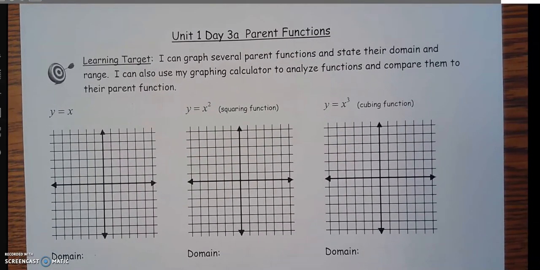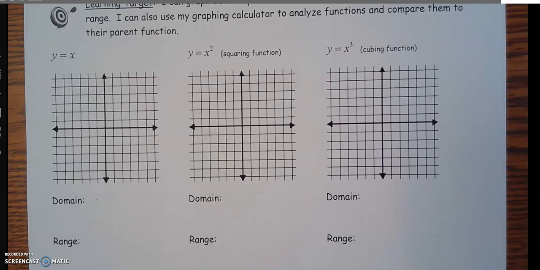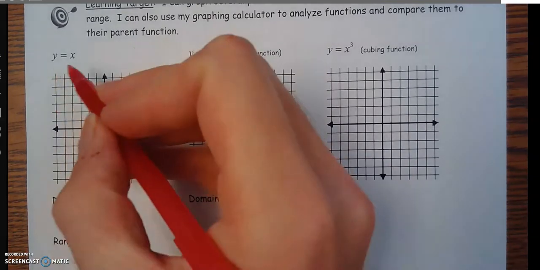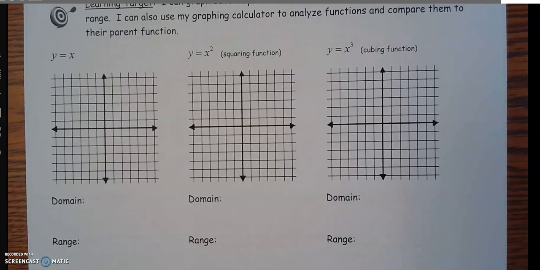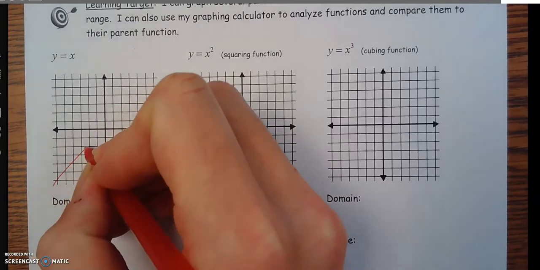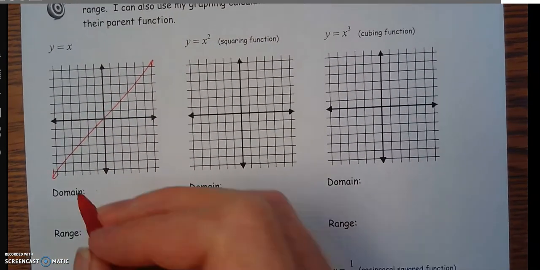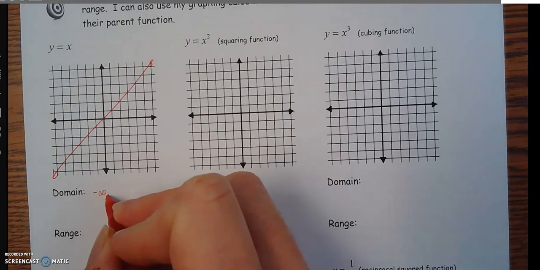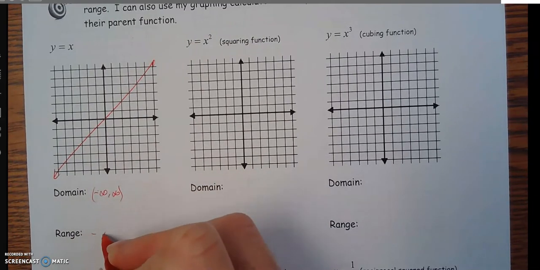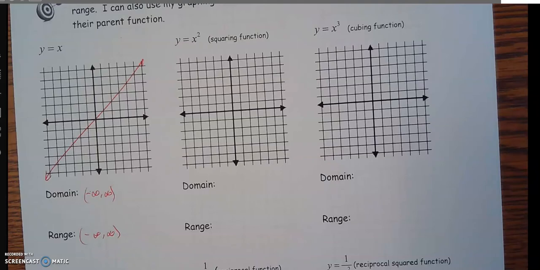So we're going to talk about these parent functions. I really need you to memorize the shapes of these and be able to state their domain and range. So first off, y equals x. This is just the identity function: whatever you plug in, it comes out, and you get a straight diagonal line going this way. The domain of that is from negative infinity to infinity, and the range is from negative infinity to infinity. So nothing really spectacular with that one.